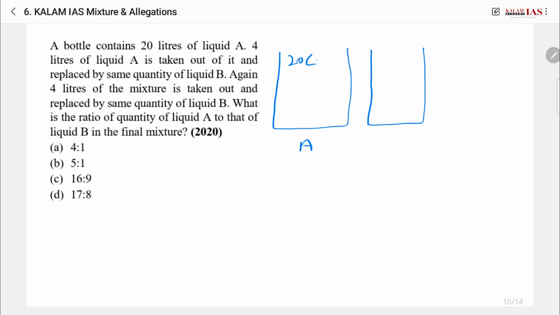4 liters of liquid A is taken out. So left will be 16 liters of liquid A and 4 liters of B is added. This is a situation. This is, we can say, first situation. This is second situation. Now again 4 liters of this mixture is taken out and replaced by the same quantity of liquid B.